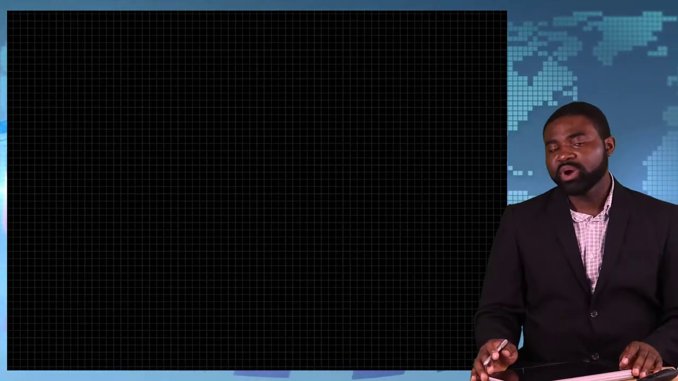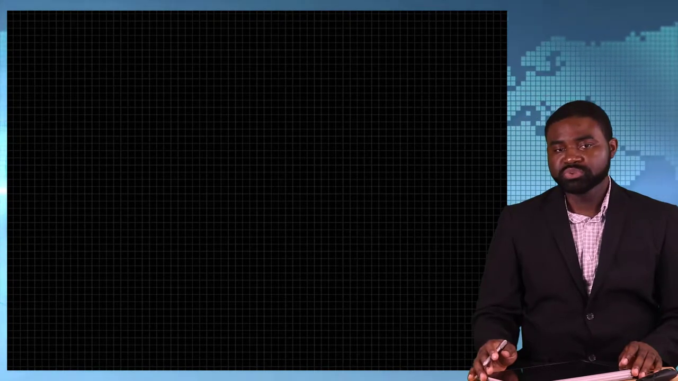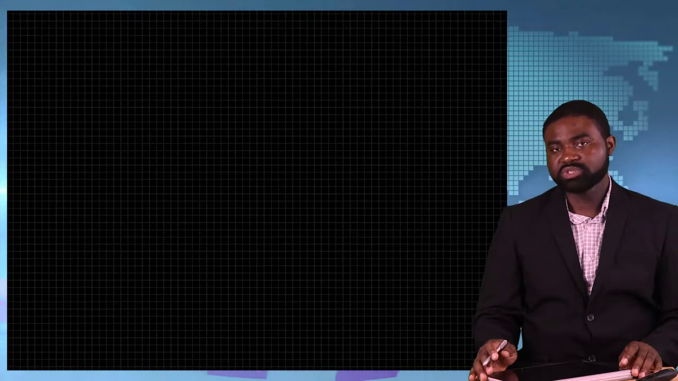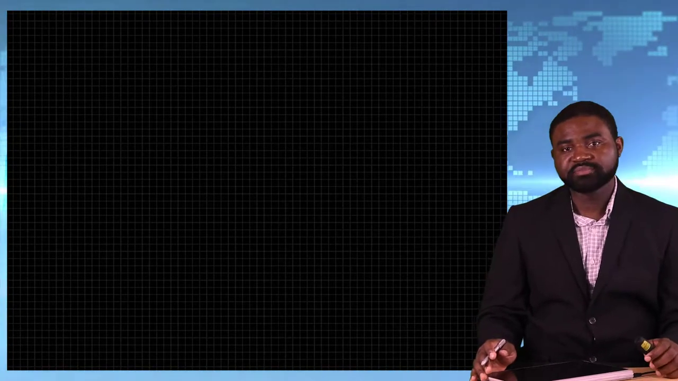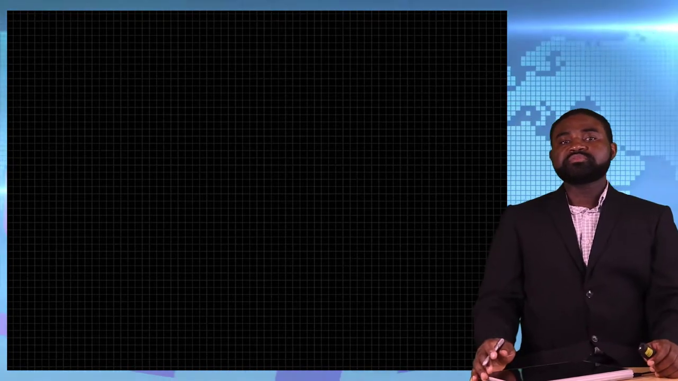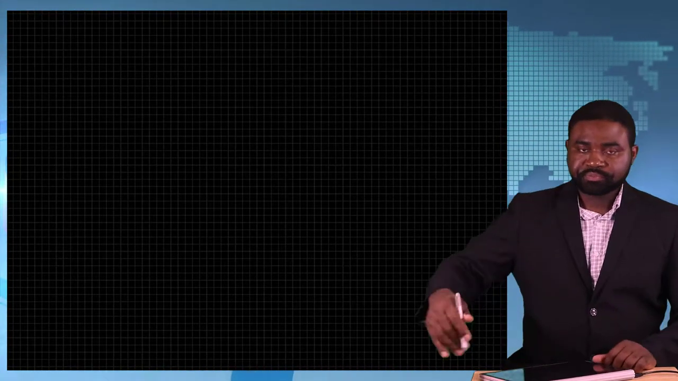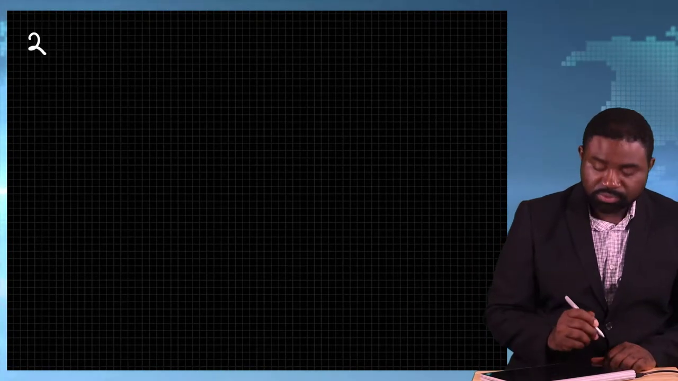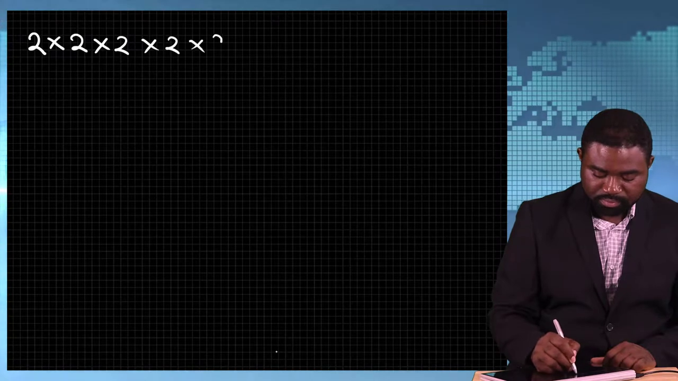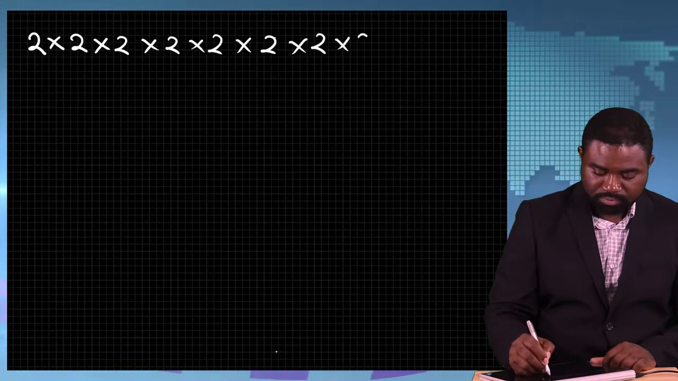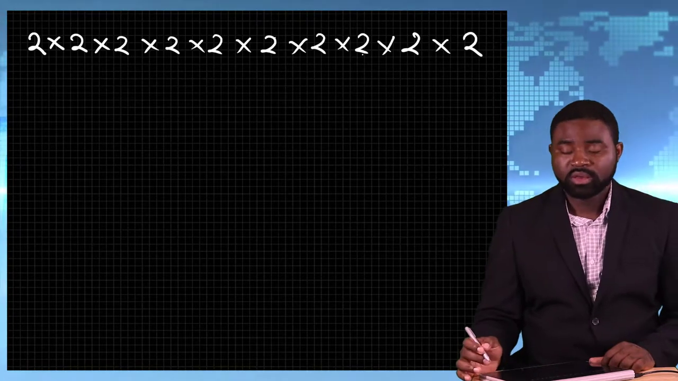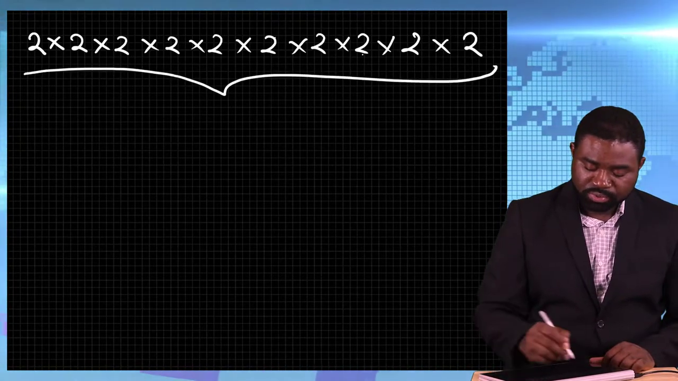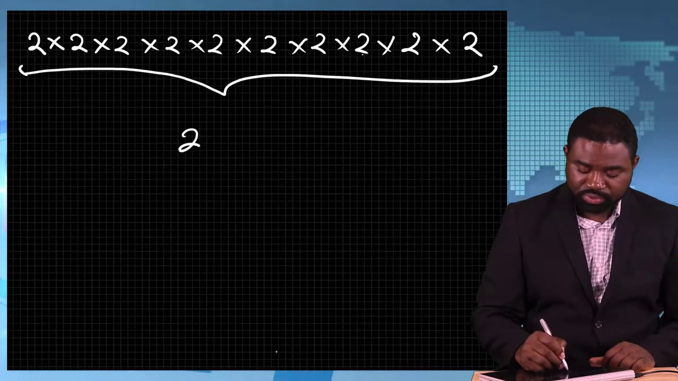Now, it is way easier to write 2 raised to the power 10 than to write 2 multiplied by itself 10 times. Now, what do I mean by that? Look at it this way. We have 2 multiplied by 2, and so on, 1, 2, 3, 4, 5, 6, 7, 8, 9, 10. Which one is easier, writing 2 multiplied by itself 10 times or just writing 2 raised to the power 10?